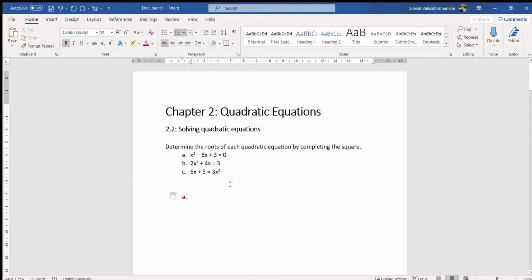First question, determine the roots of each quadratic equation by completing the square. So this method is completing the square. We have three questions here, A, B and C. I will do the first question, x squared minus 8x plus 3 equals 0.